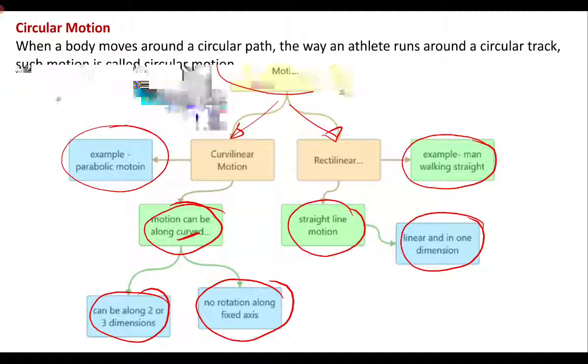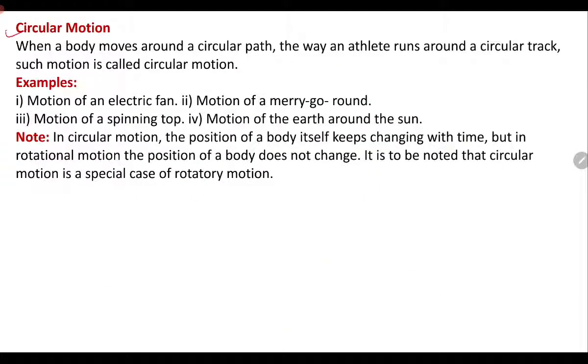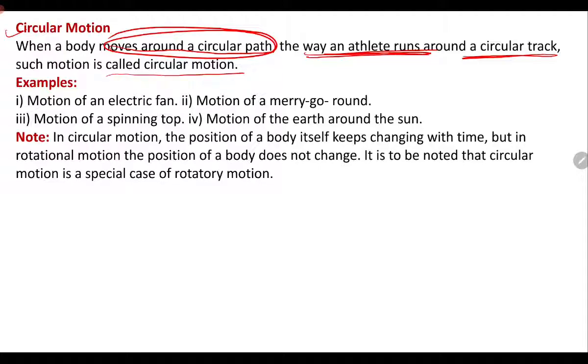There is a difference between curvilinear and circular motion, but here we are understanding what circular motion is. When a body moves along a circular path, the way an athlete runs around a circular track, such motion is called circular motion. More examples of circular motion: motion of an electric fan, motion of a merry-go-round, motion of a spinning top, motion of the earth around the sun.